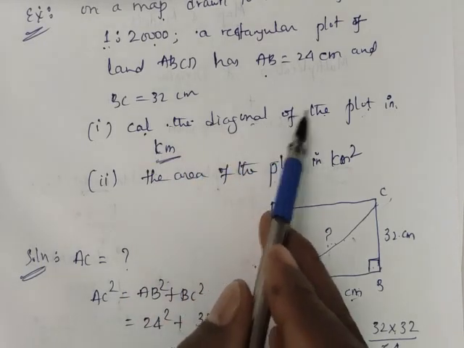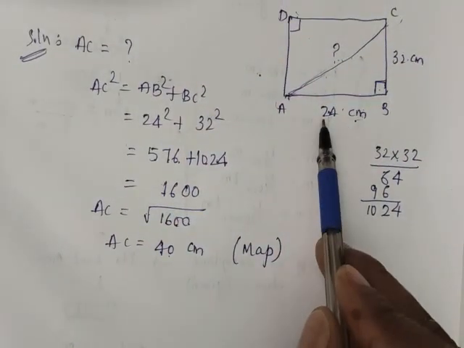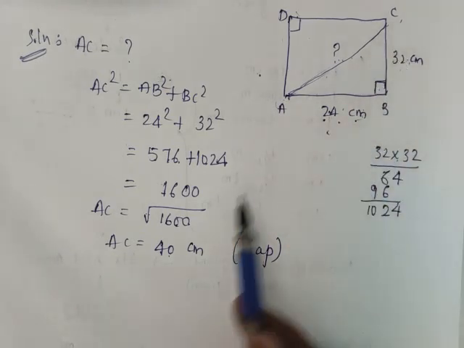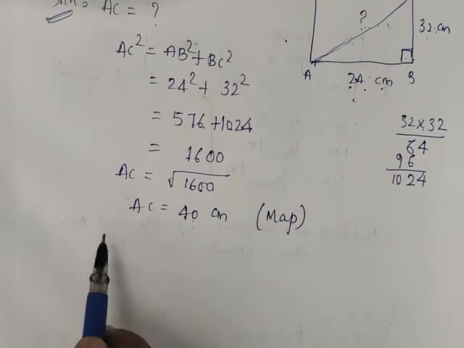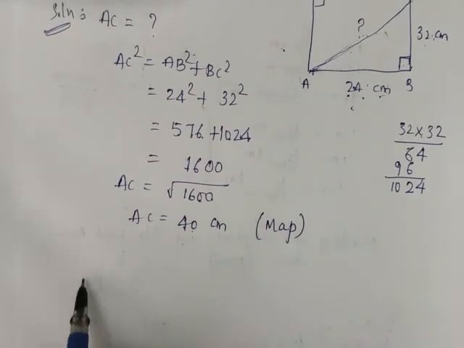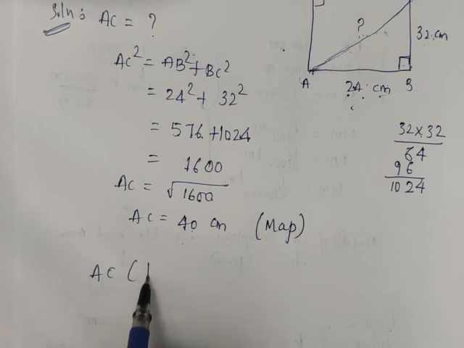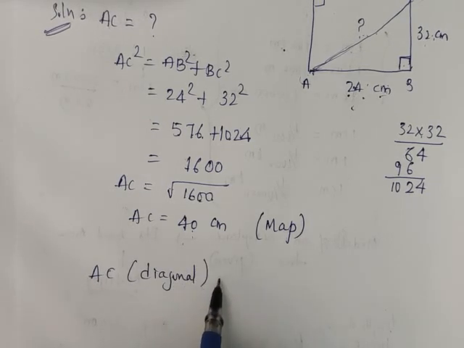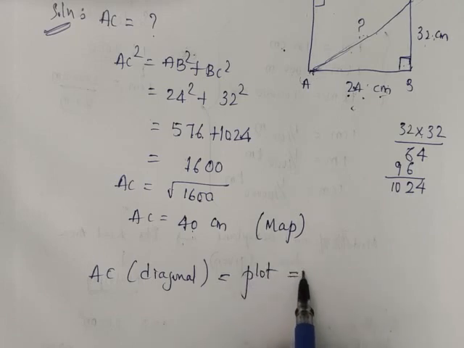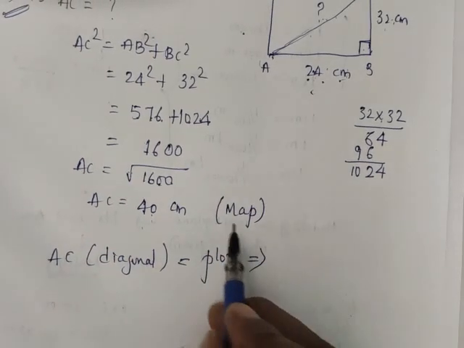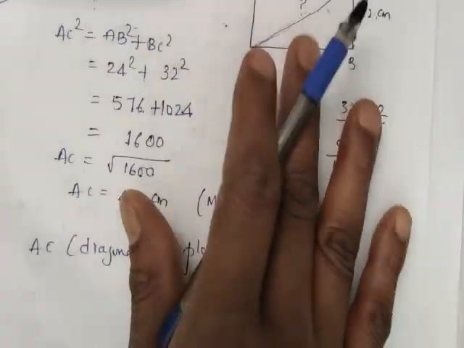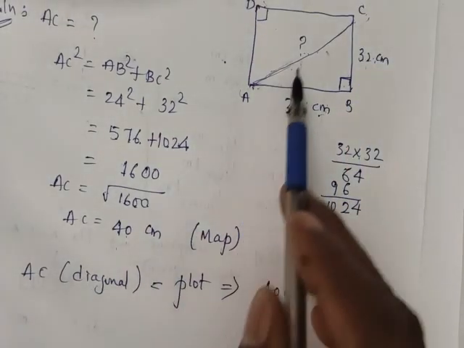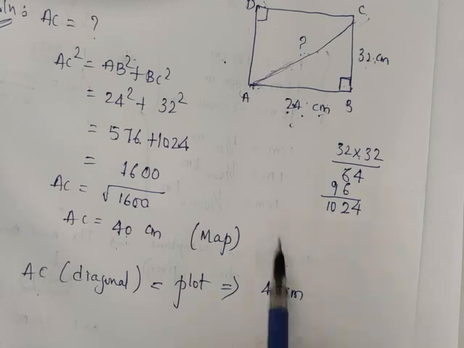Actually, we want to calculate the diagonal of the plot in kilometers, they told us. Here these two sides are 24 and 32. Now I have got the diagonal, but this diagonal is the 40 centimeter map diagonal. Actually, I want the real plot diagonal length. So AC, that is the diagonal, on the map is 40 centimeters. Understand? On the map, AC is 40 centimeters.